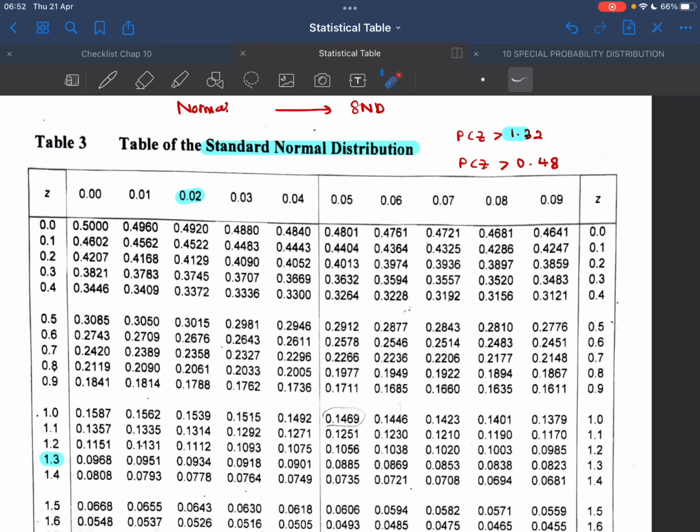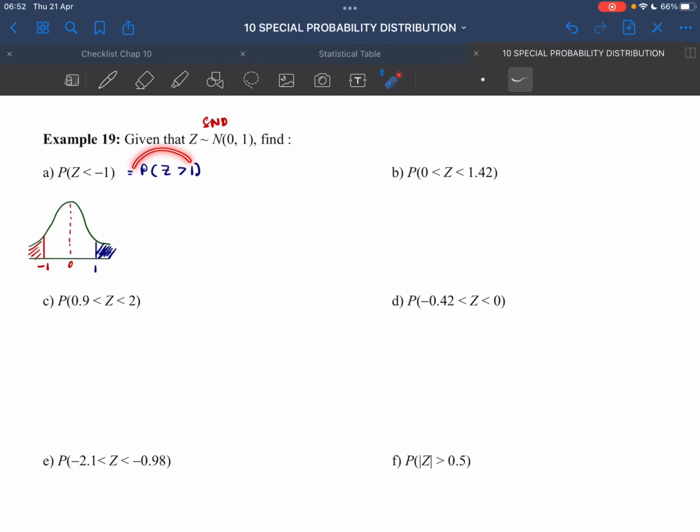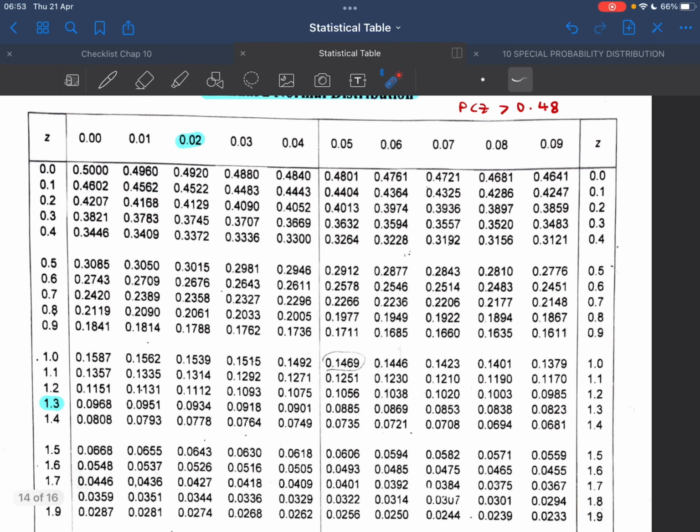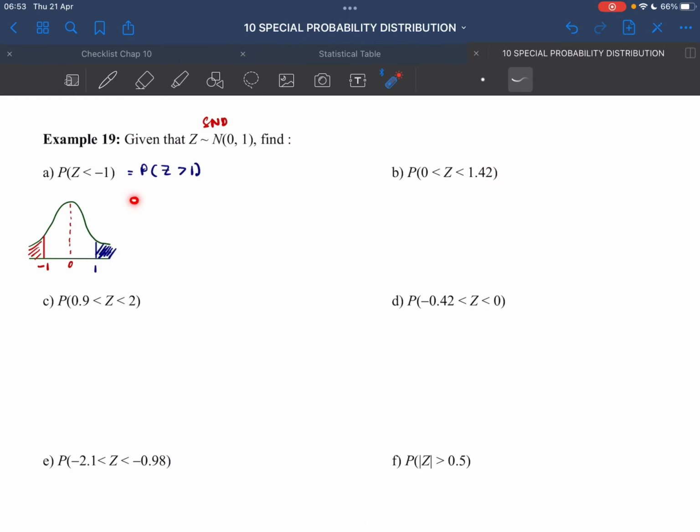But the question now is we have z greater than 1, which is simply 1.00. From the table, 1.0 is here and the 0 is here, so the answer will be 0.1587. For 1.00 it will be here. So this will be the answer, equals 0.1587.